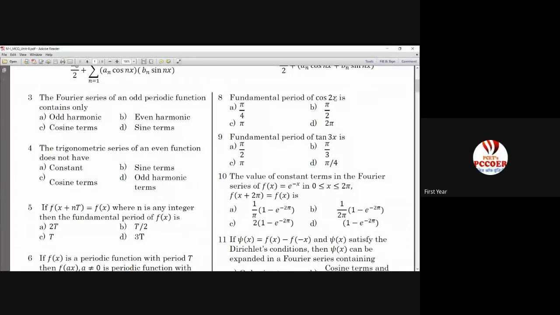Period of cos x is 2 pi, and therefore period of cos 2x will be 2 pi by 2, which is pi. So option C.